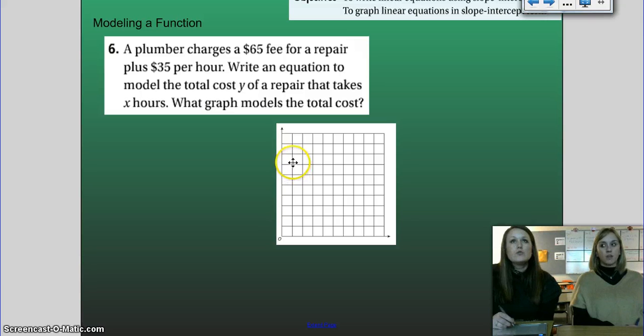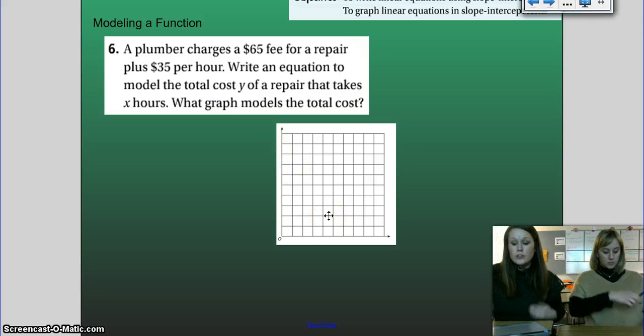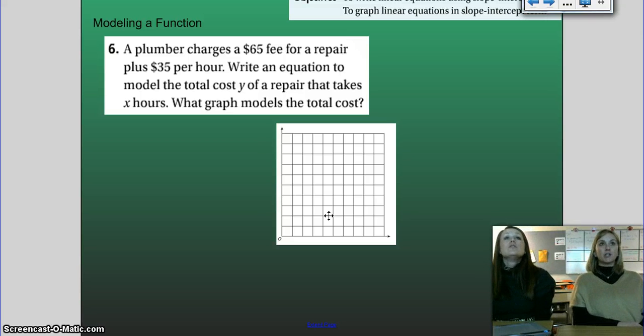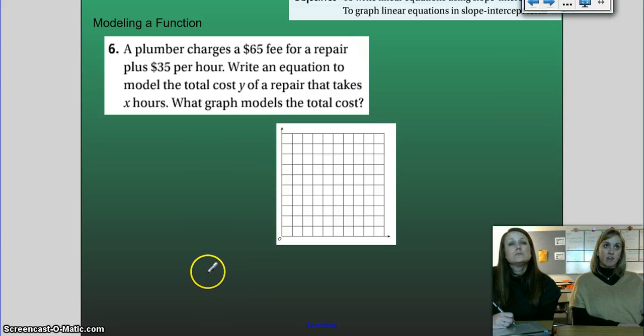Use your ID, use a ruler. Otherwise, that's a silly point that you miss every time. It's worth the whole point, just having a straight line.